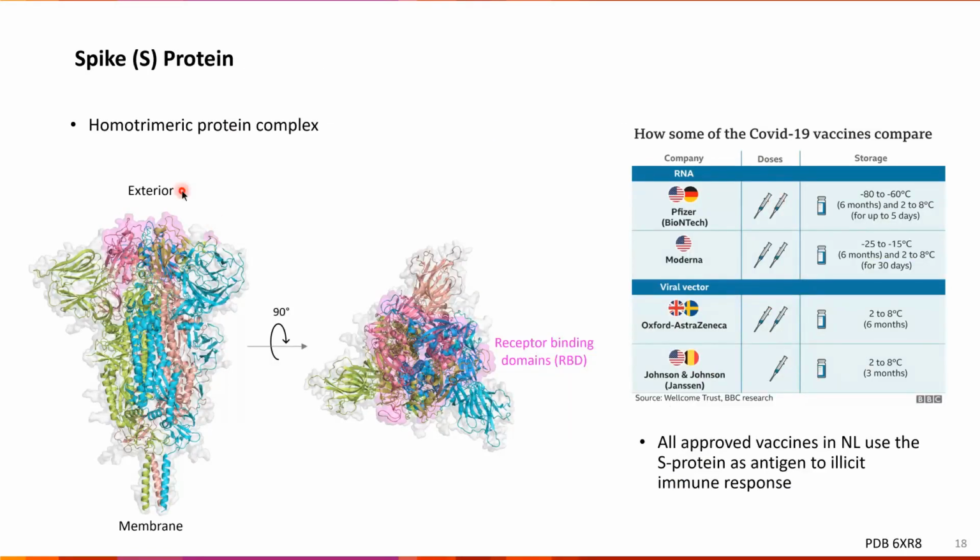So the spike protein is a homotrimeric protein complex, in that it's comprised of 3 identical copies of the same protein, and it forms a spike-like structure. There's been a lot of talk, especially about this top part of the protein, that's been called the receptor binding domain, or the RBD, because this is the part of the spike protein that actually interacts with the cell receptors. So there's been a lot of interest in this receptor binding domain of the spike. At least here in the Netherlands, where I am, all of the approved vaccines use this spike as the antigen to elicit an immune response.